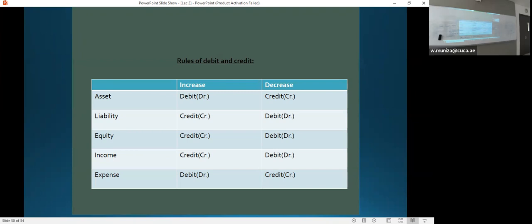On the other hand, income. Whenever the business is earning any kind of income, whether through the ordinary course of the business or from other sources, whenever income is earned, we are going to credit it. Whenever income is going to be decreased, it is debit. Got it? Last one, expense. When the expense is going to be increased, it is going to be incurred actually. We are going to debit it. Whenever expense is going to be reduced, we are going to credit it.